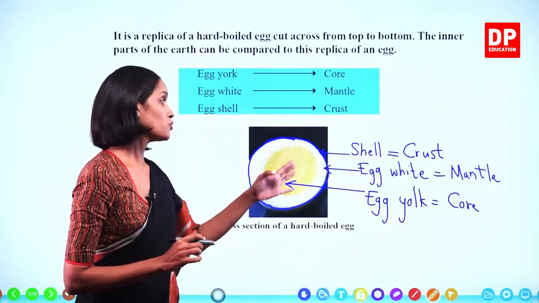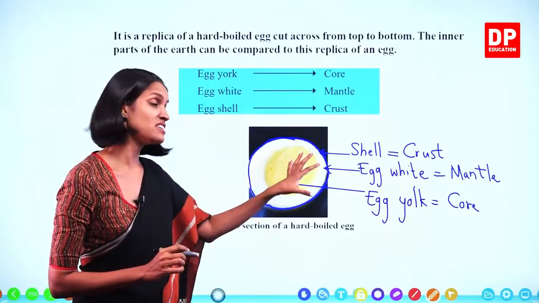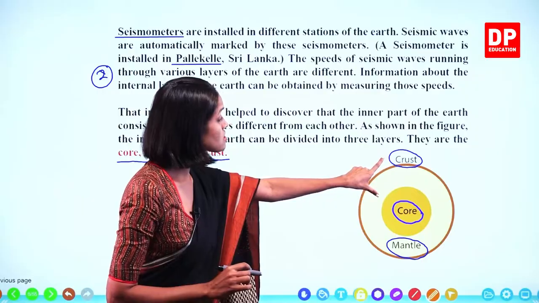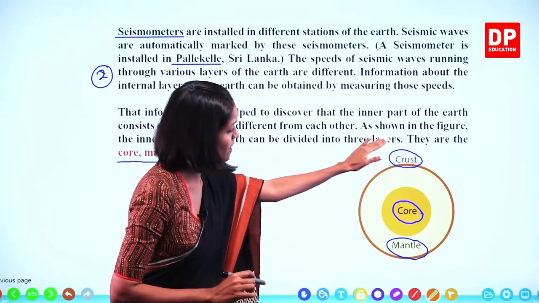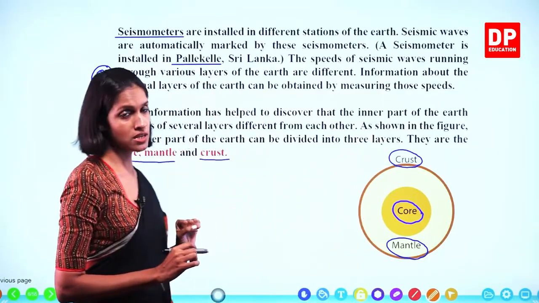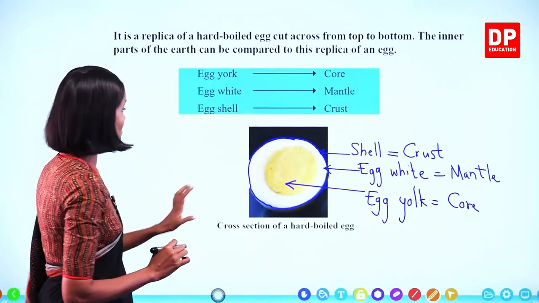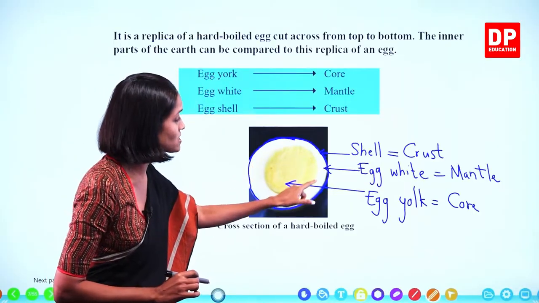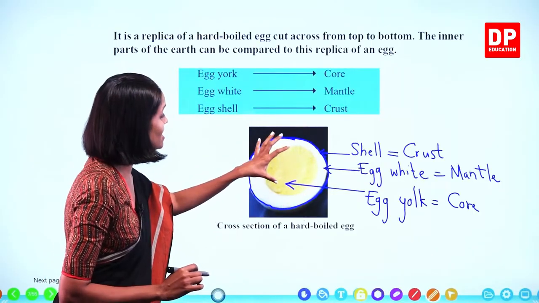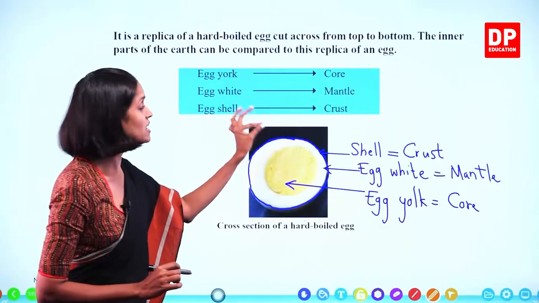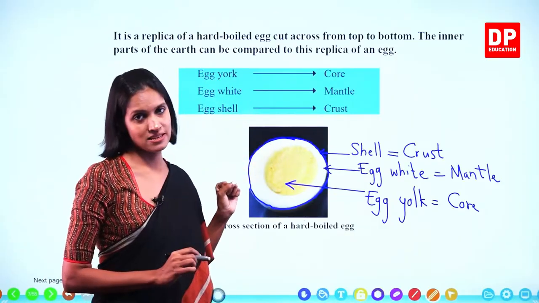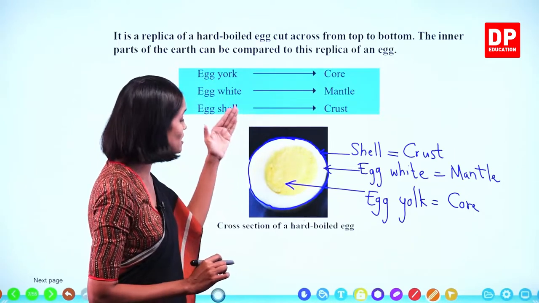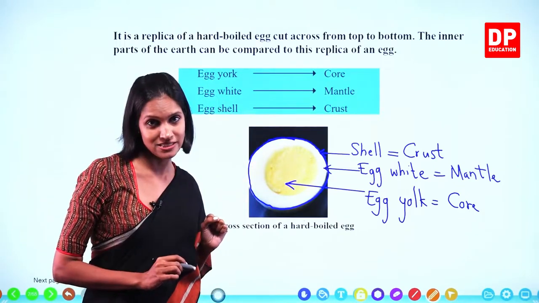Right, children, now what we learned earlier, when we consider the crust of the earth, when we look at this picture, the thickness of the crust is very, very low, less than that of the other two parts. So in the same way, when we consider this structure or the cross-section of a hard-boiled egg, you all can see, compared to the egg white and the egg yolk, the thickness of the eggshell is very, very less. Right, so that's why we can consider this structure. This is very similar to the cross-section of the earth.